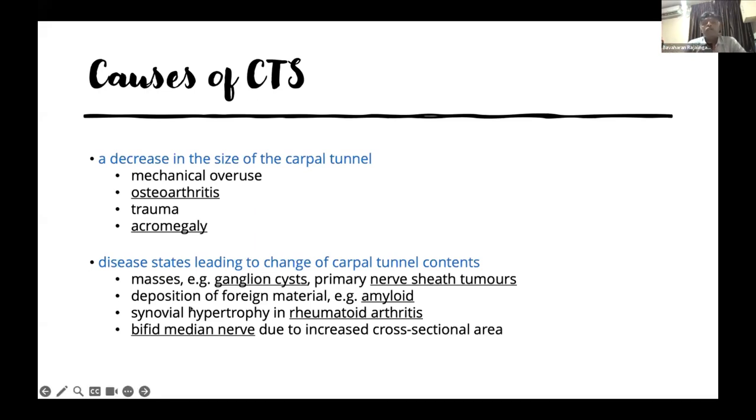One of the common ones, in about 2 to 3% of patients, is the bifid median nerve. See, rather than being single, the median nerve is divided into two, and those two nerves occupy a larger cross-sectional area. Thereby, even in a normal-sized carpal tunnel, since the nerve area is larger, it can get compressed and lead to carpal tunnel syndrome.